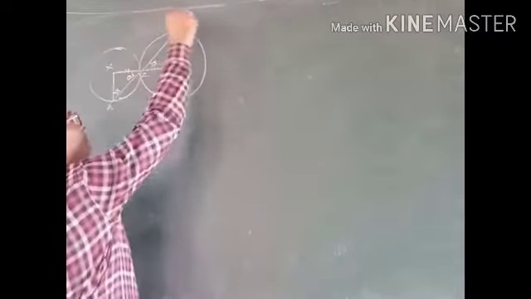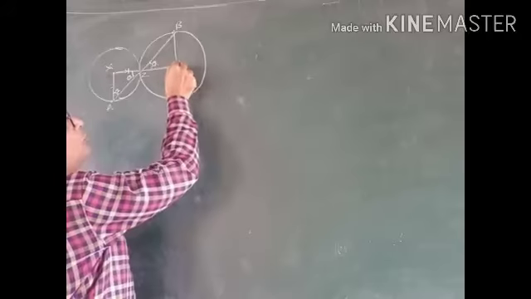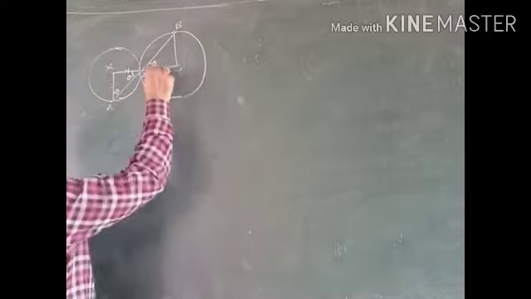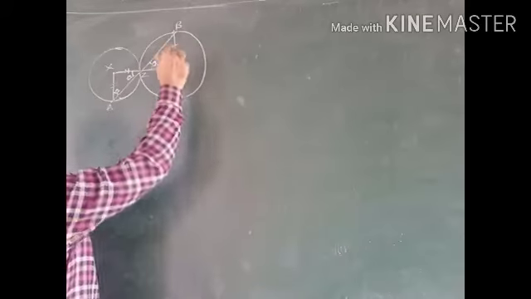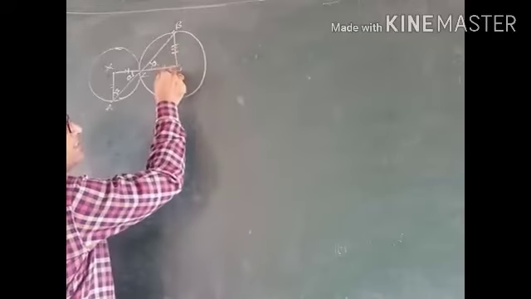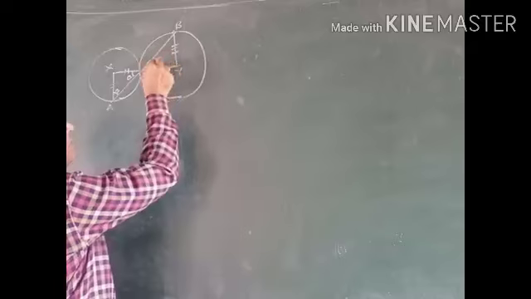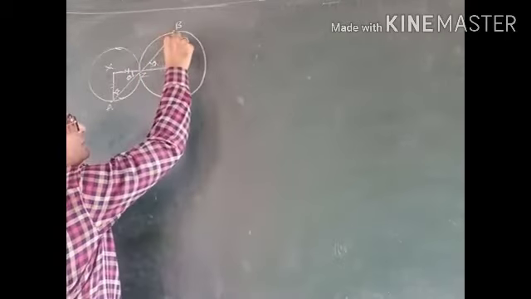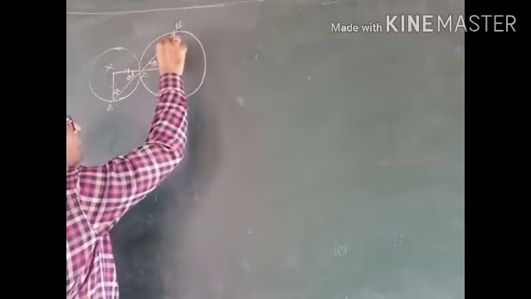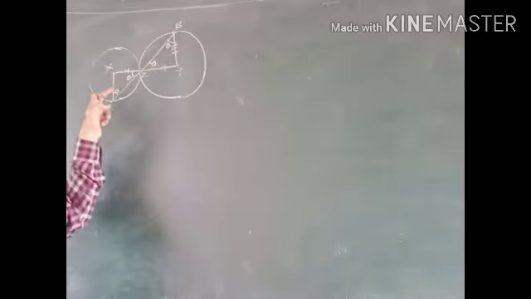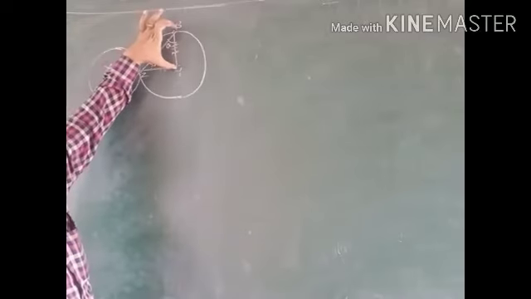Now, in the circle with center Y, YZ and YB are also radii of the same circle. Therefore, they are also congruent. If they are congruent, then the opposite angles of congruent sides are also congruent. That means if this angle is a degrees, then this is a congruent angle of this angle. This is also a degrees. Now see, angle XAZ and angle YBZ are alternate angles. Hence, XA is parallel to BY.